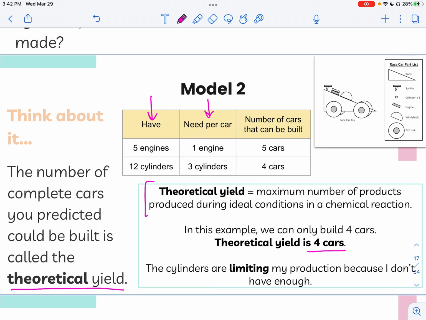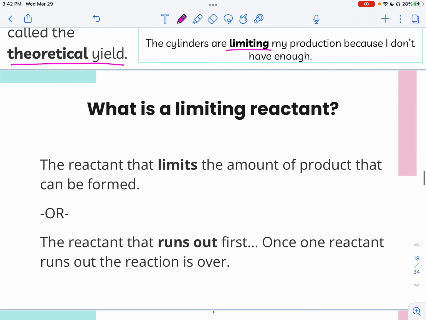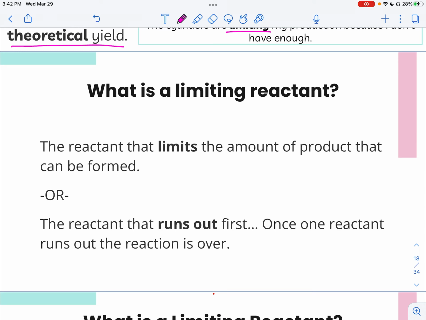Okay, so we can also apply our limiting reactant information to this scenario. Which one of these car parts is limiting the number of cars we can make, right? Which one is running out first? So that would be our cylinders, right? Because we could only make 4 cars, we ran out before we could make 5. Our cylinders is our limiting reactant. So when we think of the term limiting reactant, it's just the one, whatever our ingredient, our reactant is, that is limiting the product that we can make. We're running out of it first, okay?